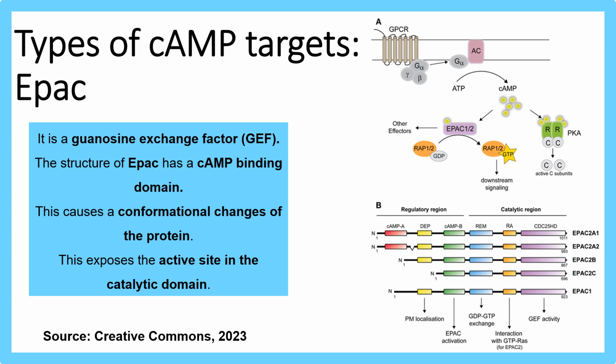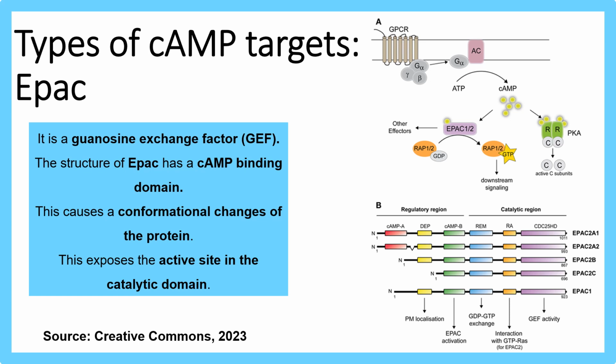Now, in part B, if you look at the different structures or types of the EPAC, you have a regulatory region that regulates the activity of the catalytic region. The catalytic region contains the active site where the substrate binds to the EPAC. If we look at the first one, EPAC 2A1, you can see there are 2 cAMP binding domains over there, cAMP A and then cAMP B. And then the EPAC 2A2, you also have these binding domains of cAMP. EPAC 2B, you've got the cAMP B only. EPAC 2C is similar, with 1 cAMP B, and EPAC 1 also has the cAMP B.